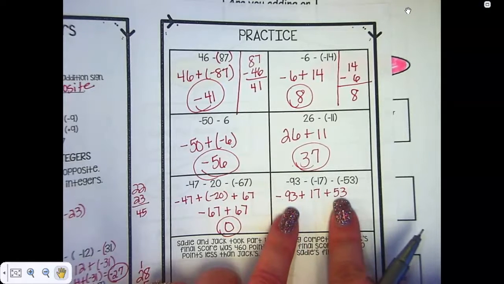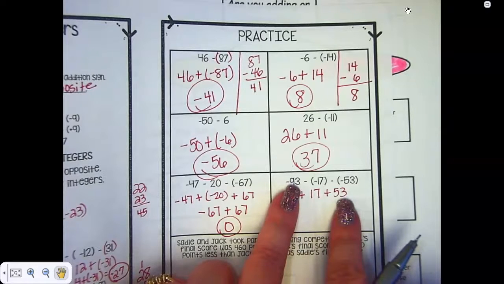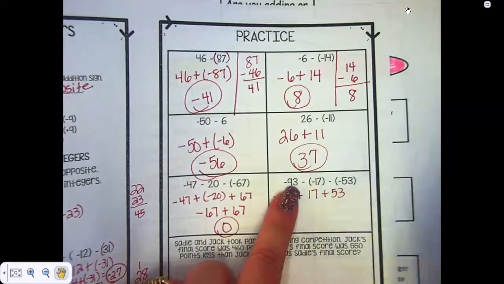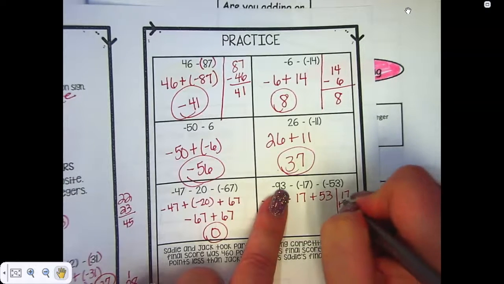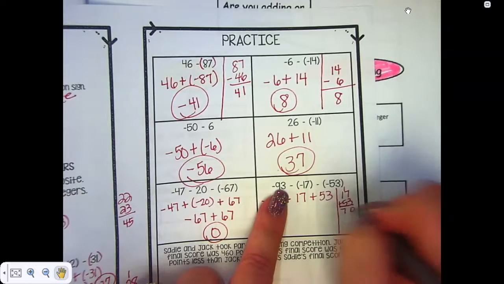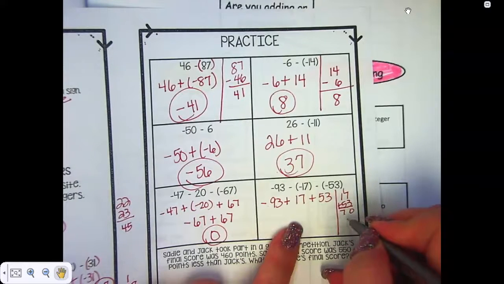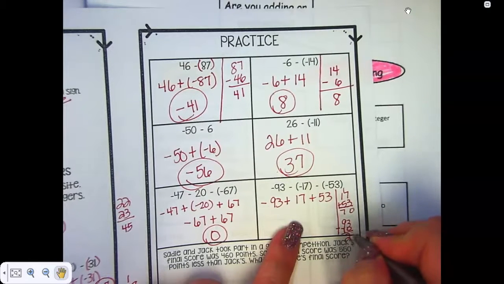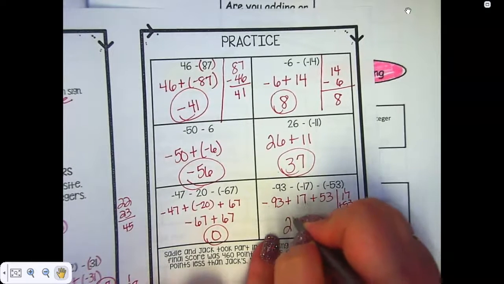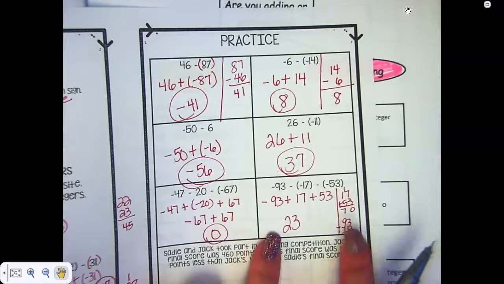You can add 17 plus 53, and what is that? 70? If we start there, I could say 17 plus 53 is 70. And then I could do 93 minus 70, right? And you get 23. Is it going to be positive or negative? It's going to be negative. The 93 is bigger than the 70, so it would be negative.